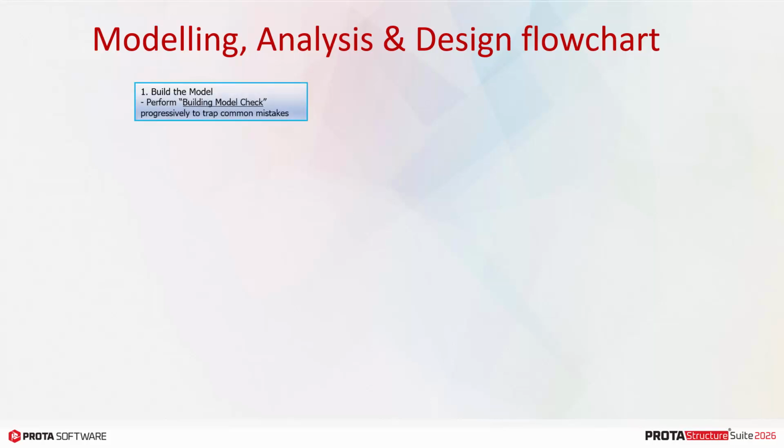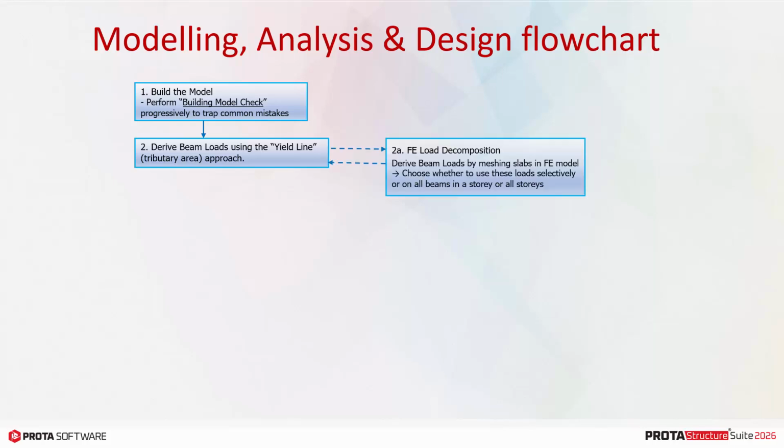We first start by building a 3D physical model. It is highly recommended you perform the building model check progressively to trap common modeling mistakes as you build the model. As you model beams and slabs, the beam loads are automatically derived using the default yield line or tributary area method. FE load decomposition is the alternative method to yield line slab load calculation.